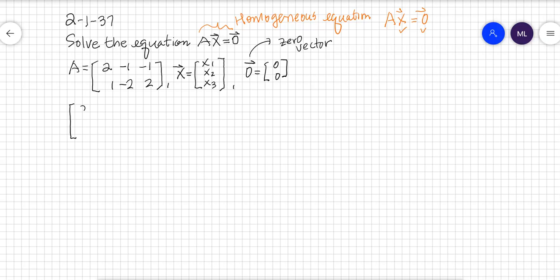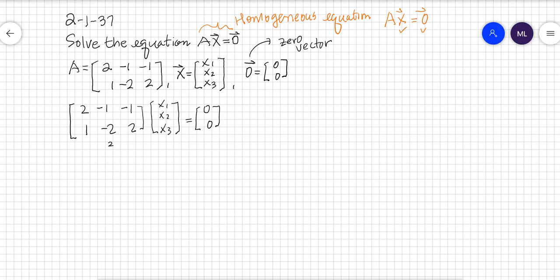So this would be 2, -1, -1, 1, -2, 2. And then there are zeros, so I don't really need to write 0 because it's not going to change. Whether you write 0 here or not, these are all zeros, so it will not change. Now, we all know the meaning of this augmented matrix is we have x1, x2, x3 here, that is equal to 0, 0, right?